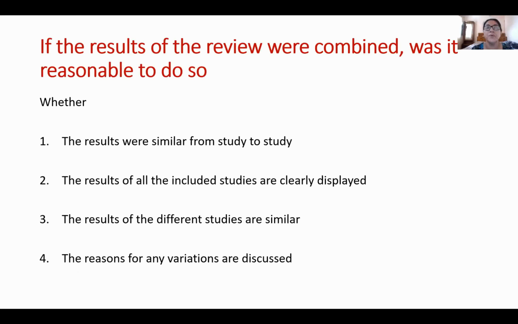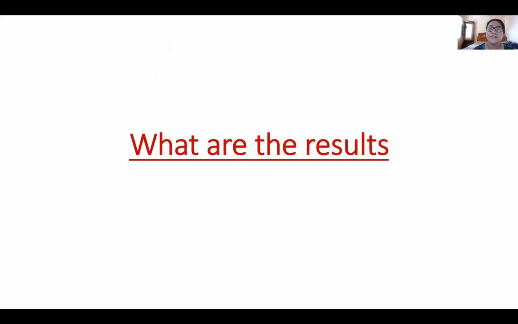If the results of the review were combined, was it reasonable to do so? Sometimes when the review has many individual studies, the results of all the studies can be combined. So if it was combined, then when we appraise the review, we have to see whether the results were similar from study to study, whether the results of all the individual studies are clearly displayed, whether the results of the different studies are similar, and if there are variations, whether the reasons for the variations have been discussed by the authors.